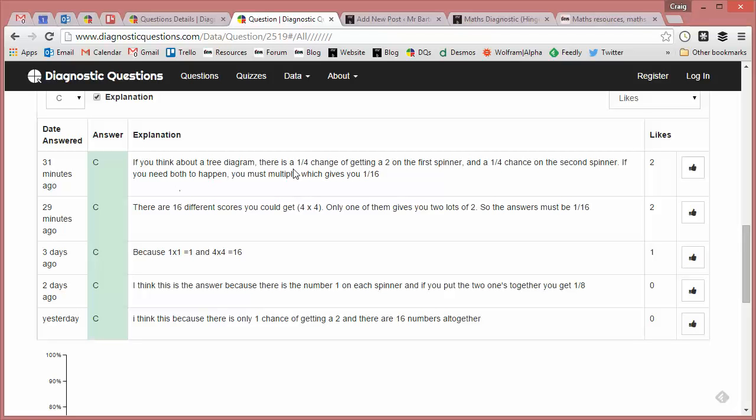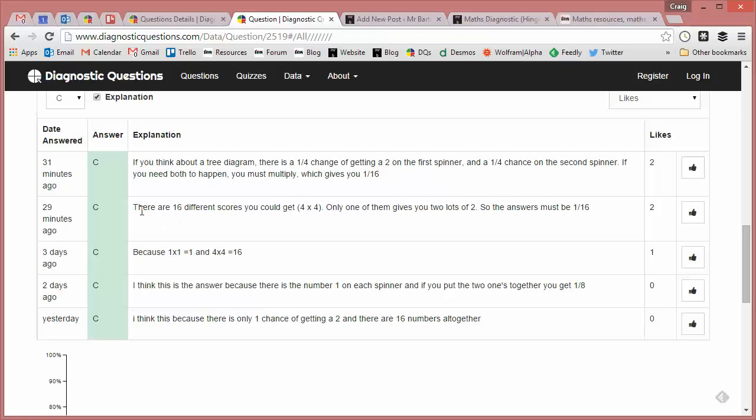Look at that. If you think about a tree diagram, there's a 1 in 4 chance of getting a 2 on the first spinner and a 1 in 4 chance on the second spinner. If you need both to happen, you must multiply, which gives 1 out of 16. Now that's interesting. That student has really got a very methodical, logical way of thinking about it. I wonder if I asked that student why do you need to multiply, whether they'd have an answer. But at least they're setting their thinking out really clearly and probably sketching a tree diagram to do that.